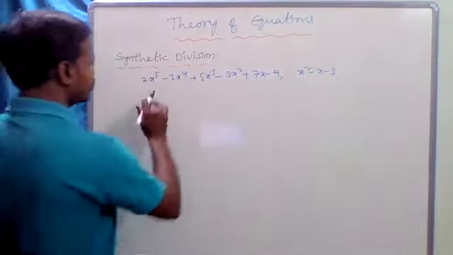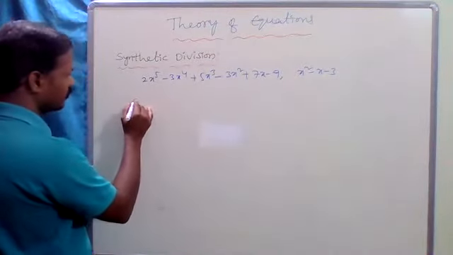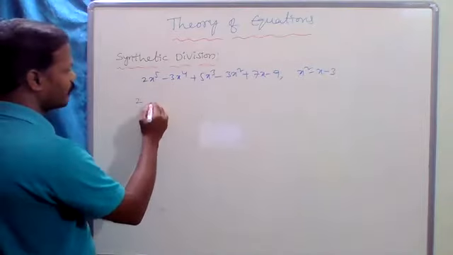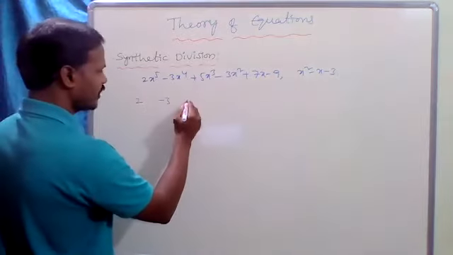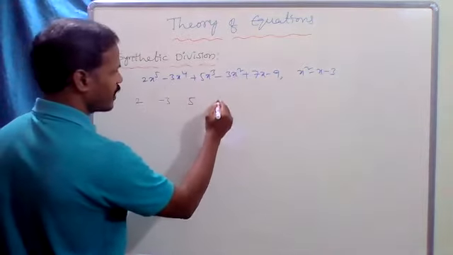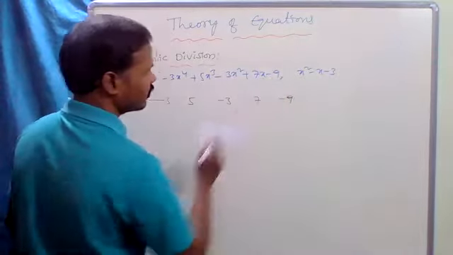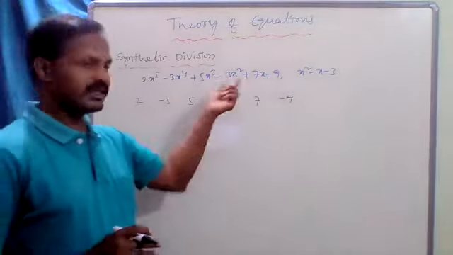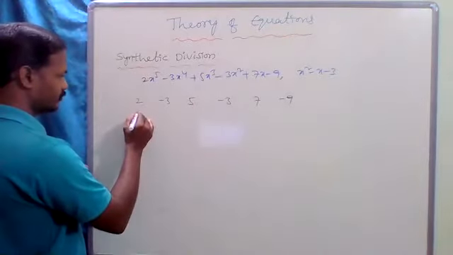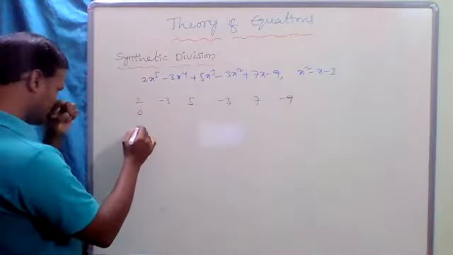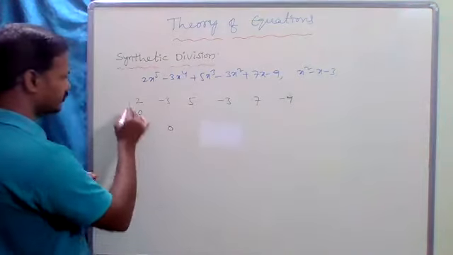So write down the coefficients. 2, minus 3. Be careful: x power 5, x power 4, x power 3, this is minus 3 x square, and x coefficient and constant. If any degree is missing, you have to write 0 in that place. Fine. Now 0, 0. Here also 0.